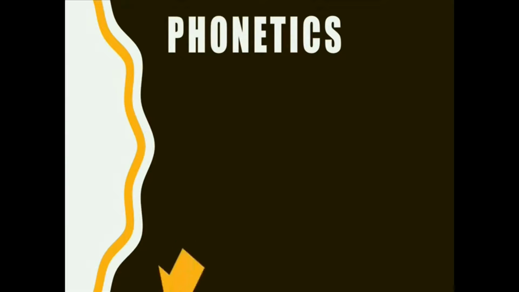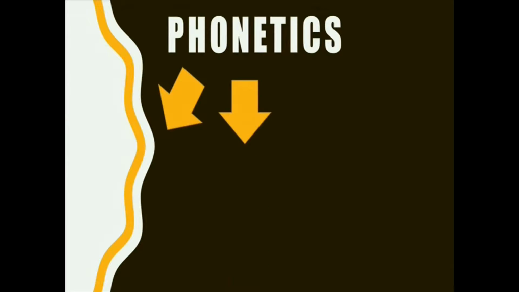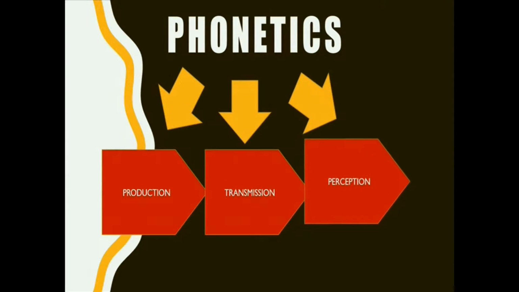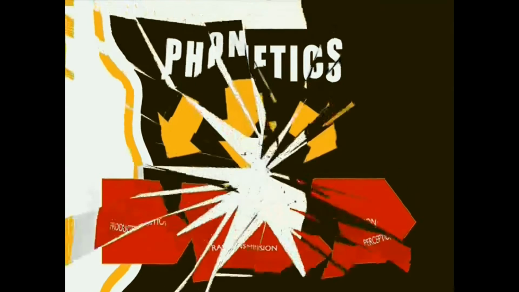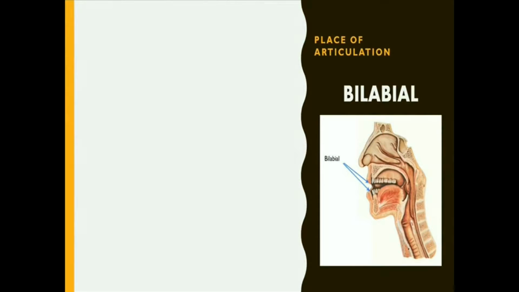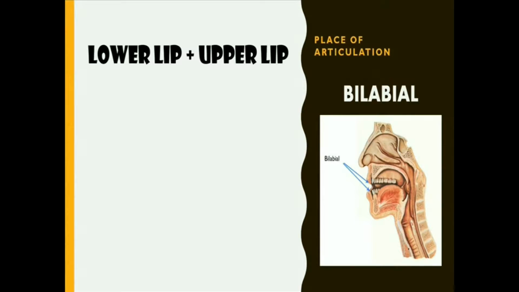Phonetics is the study of sound. Phonetics has three different aspects such as production, transmission, and perception. To produce sound, we must know about place of articulation. Bilabial: the lower lip and upper lip touch each other. Example, pet, bed. It is easy to understand labiodental. Labio is lips and dental is teeth.